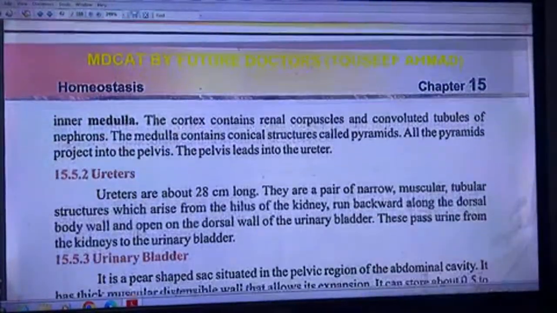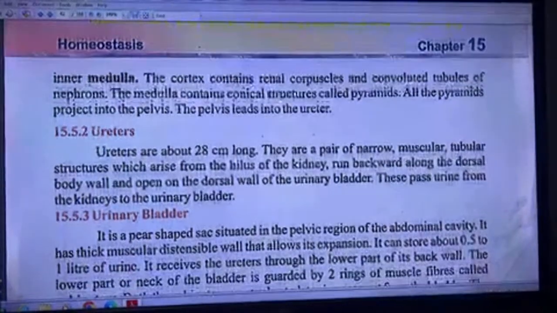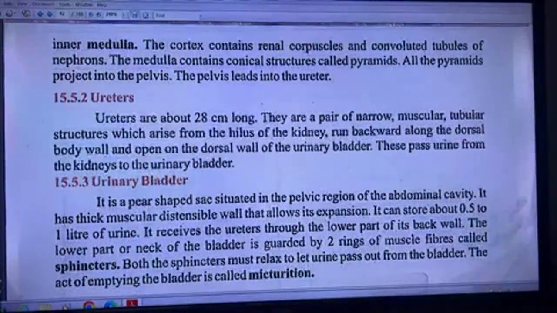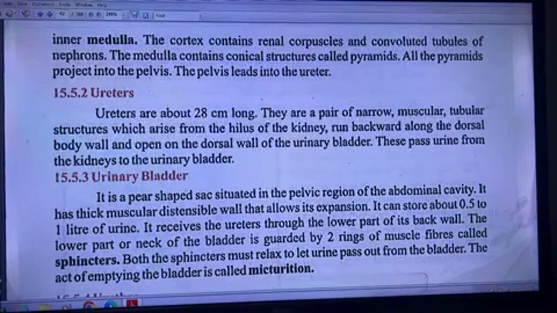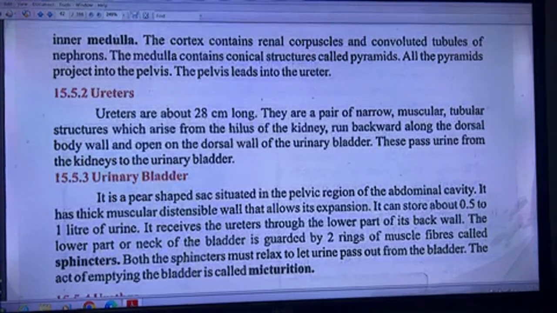Inner medulla. The cortex contains renal corpuscles and convoluted tubules of nephrons. The medulla contains conical structures called pyramids. All the pyramids project into the pelvis. The pelvis leads into the ureter.